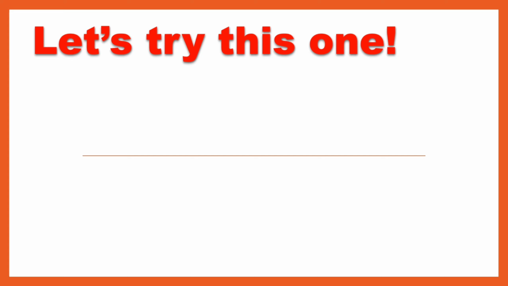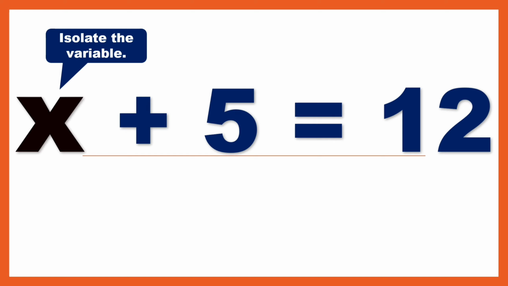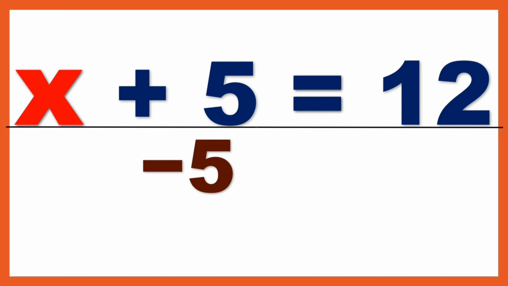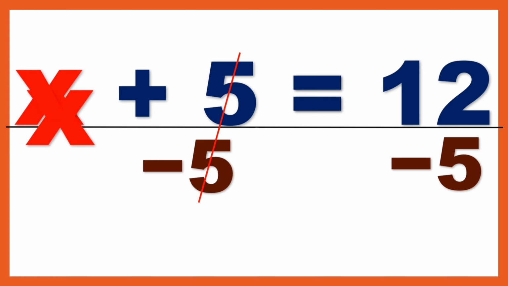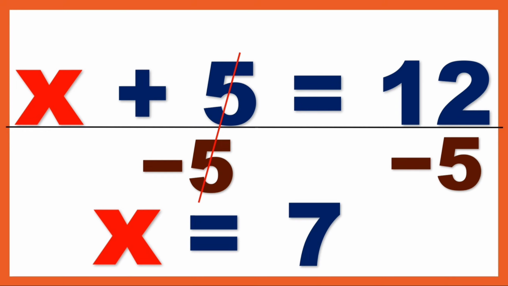Let's try this one. X plus 5 equals 12. Again, we are going to isolate the variable. In order for us to isolate the variable x, we must subtract 5 to both sides. By doing so, we cancel 5. That makes x isolated. Let's bring it down. Bring down the equal sign, and the answer 12 minus 5 is 7. Easy, right?